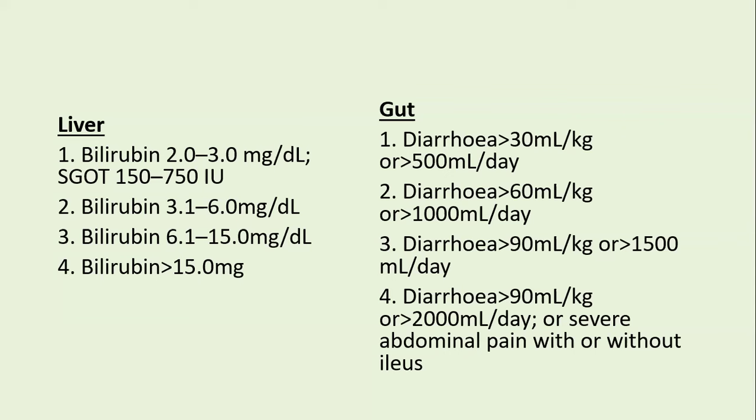Then gut. Stage 1 is diarrhea of greater than 30 ml per kg or 500 ml per day. Stage 2 is diarrhea more than 60 ml per kg or more than 1000 ml per day. Stage 3, diarrhea more than 90 ml per kg or 1500 ml per day. Stage 4 is grade diarrhea more than 90 ml per kg or more than 2000 ml per day with severe abdominal pain with or without ileus.